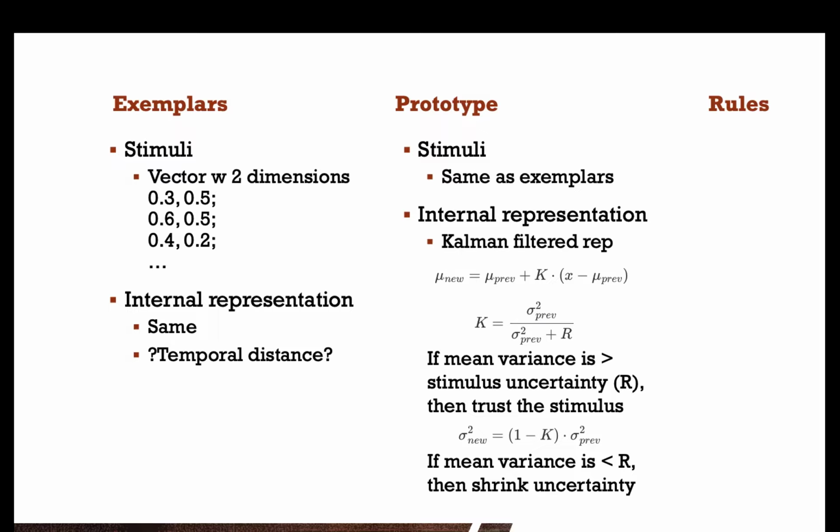Because we've seen that our prototype is better than the measurement, right? So we shrink our uncertainty in the prototype. If we see our prototype is worse than the measurement, then we increase our uncertainty.